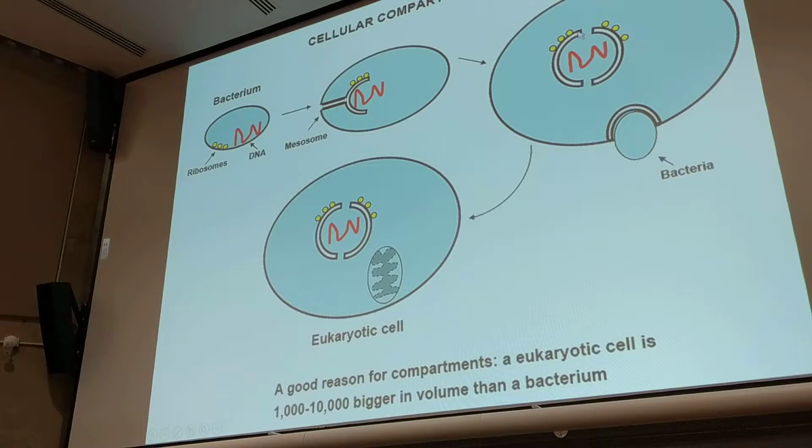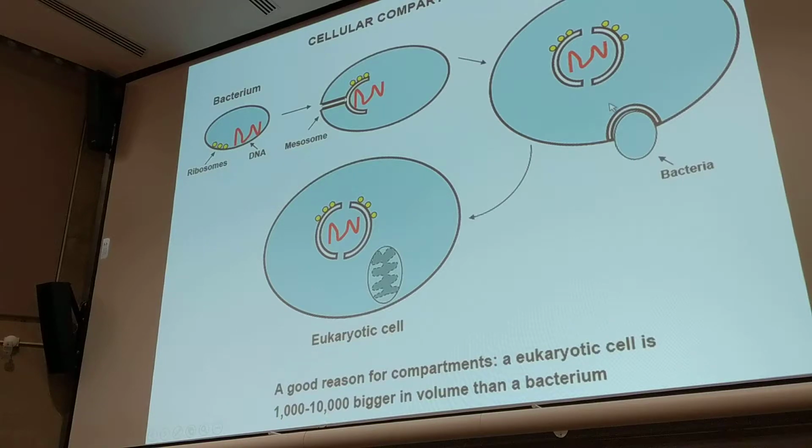Little by little, that membrane started surrounding the DNA, the DNA information, and little by little, that became a eukaryotic cell with the nucleus, with the ribosomes outside of the nucleus, with the DNA inside of the nucleus.